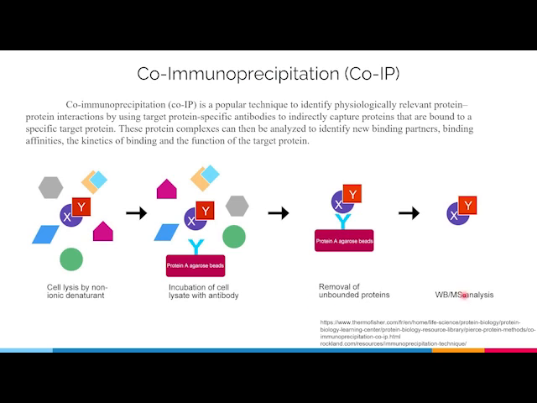What is WBMS? So once we have this particular complex, you essentially have a solution. You do not know what exactly is in the solution. So what you do is you have to analyze what are the components. So one of the techniques to analyze what a protein is known as Western blot. So Western blot is something obviously that I think most of you will have an idea of.